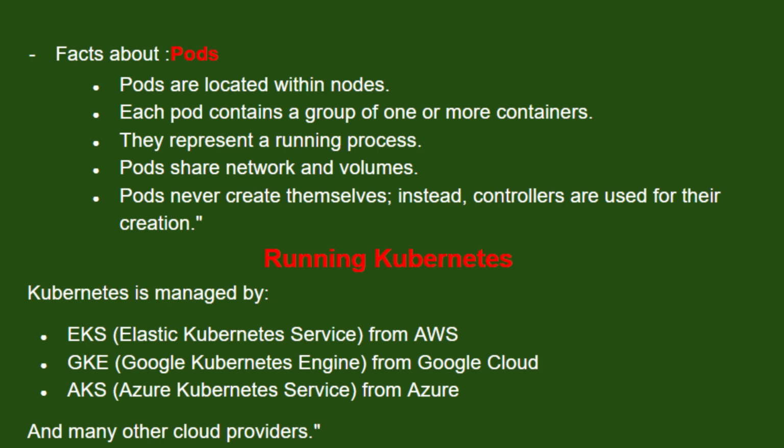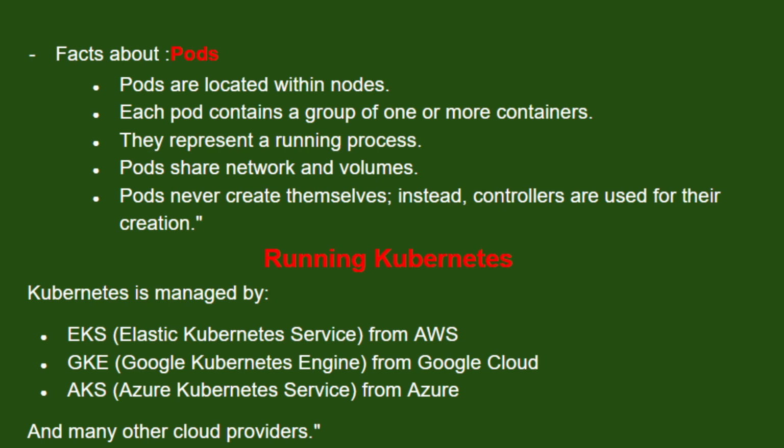Now let's talk about facts of pods. Each pod is located within a node. Each pod contains a group of one or more containers. They represent a running process. Pods share networks and volumes. Pods never create themselves. Instead, controllers are used for their creation.